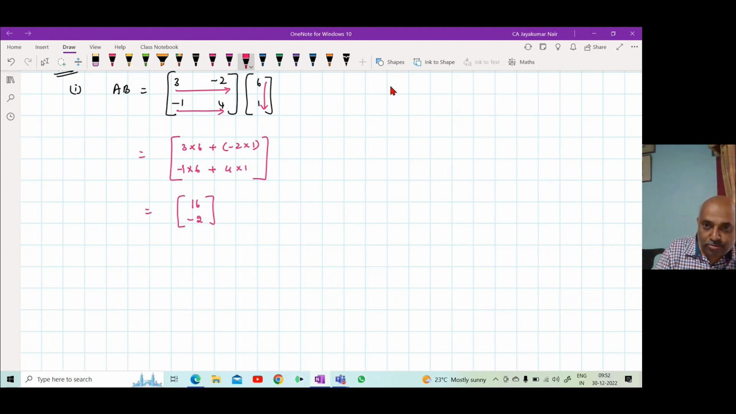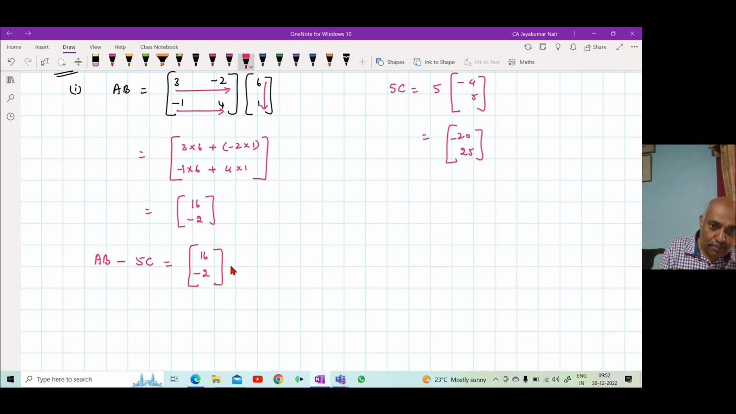Now, next we have to find out what is 5C. So it is 5 into the matrix C, which is minus 4, 5. So multiply these two, you get minus 20 and 25. So now what you are supposed to find is AB minus 5C. So AB, 16 and minus 2, minus 5C, minus 20 and 25. So when you do this, what do you get? 16 minus of minus 20 will become plus 36. Minus 2 minus 25 is minus 27. This is your answer.